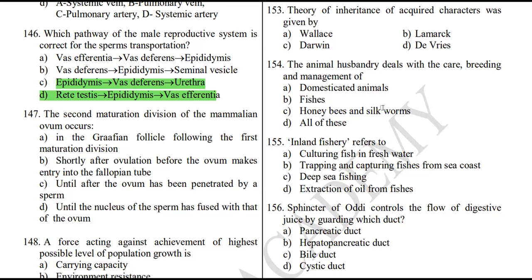This primary oocyte changes into a secondary oocyte, and the division will be arrested in metaphase. Okay, yes. So the second maturation will take place only when the sperm enters. The second maturation division of the mammalian ovum occurs only after the ovum has been penetrated by the sperm, or we can say when the sperm enters or penetrates, then only the second maturation will take place.